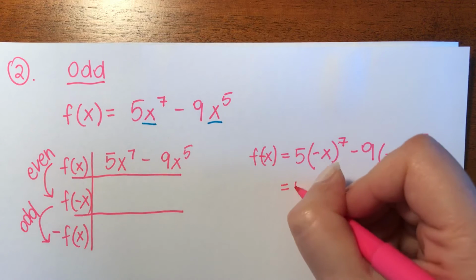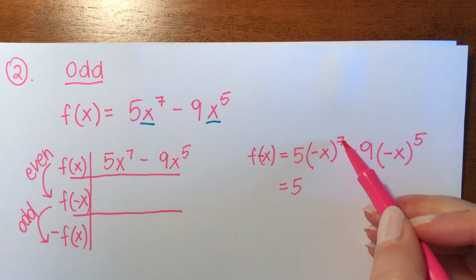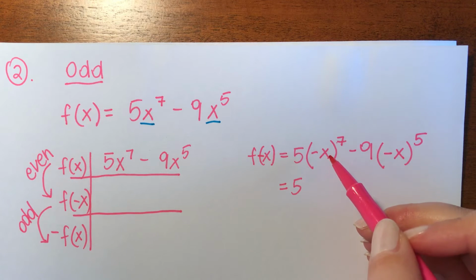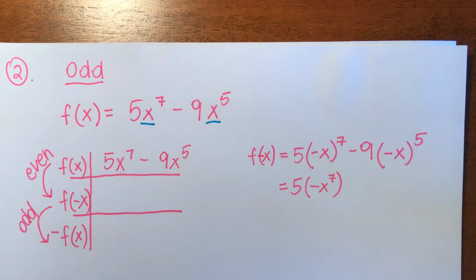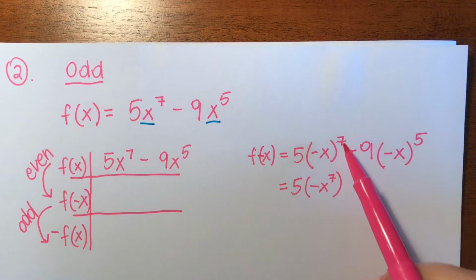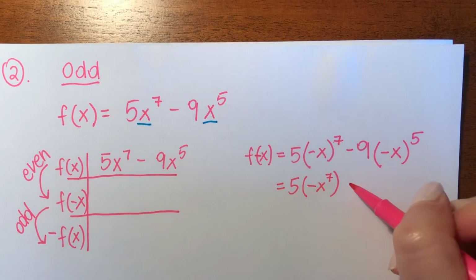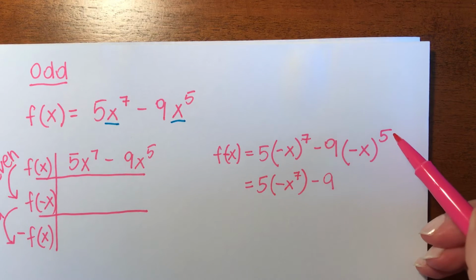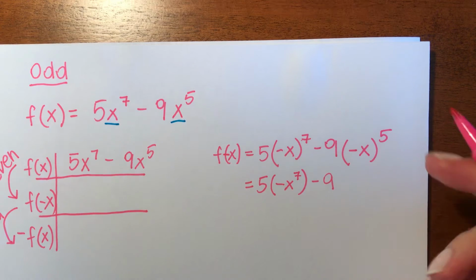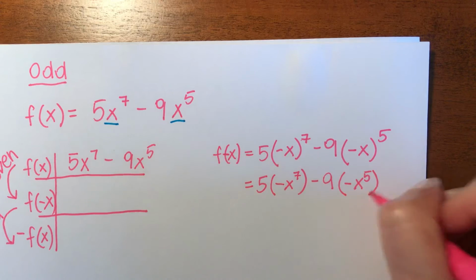I rewrite 5. Now, negative x to the odd power will give you negative, so I will put negative x to the 7th. In the first step, the power was outside. When I simplify this, I just drop the power inside of the parentheses. And then I get negative 9, and I have negative x to the 5th power. 5 is an odd number, which means I get negative, so negative x to the 5th power.